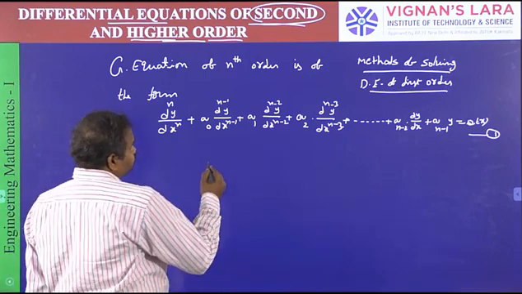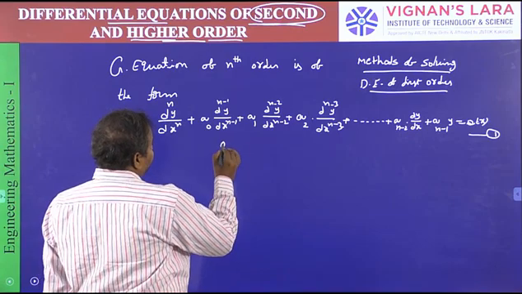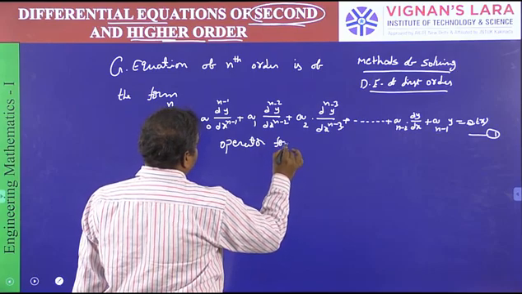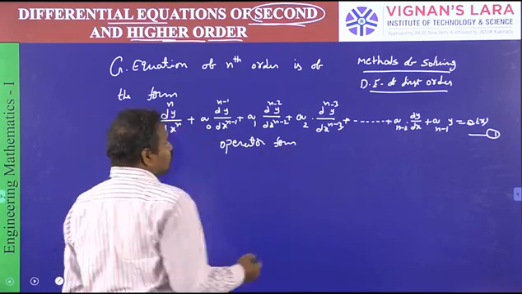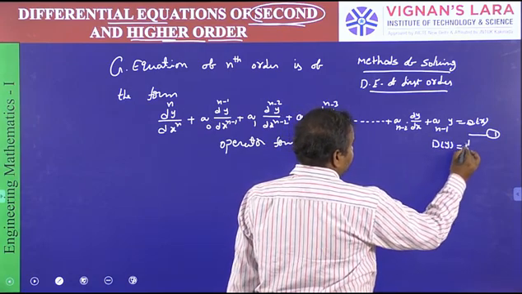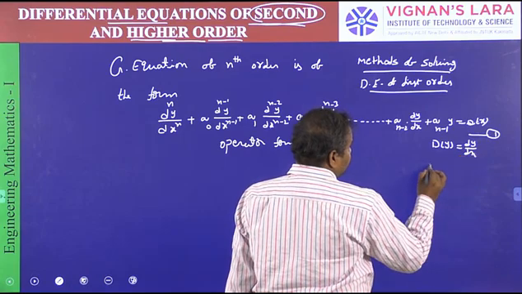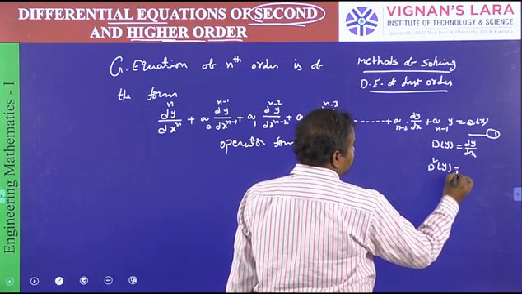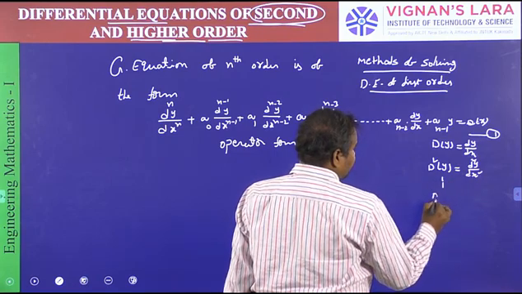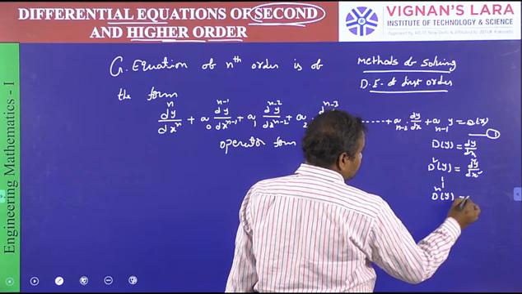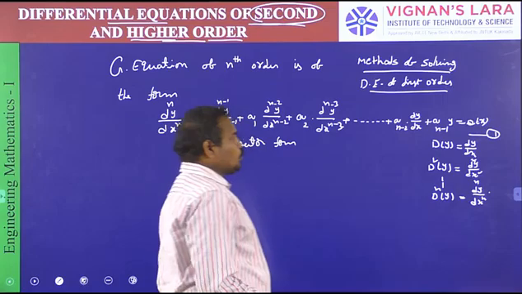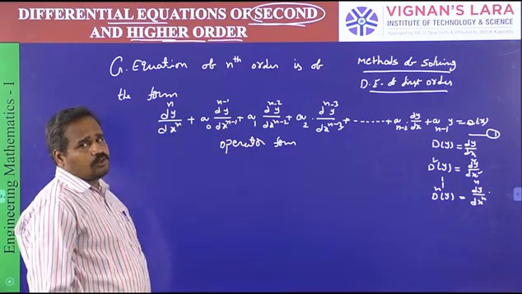So this one we will write in operator form. What is an operator here? Here the derivative is the operator. So D of y means dy by dx, D square of y means d square y by dx square, and so on. D power n of y means d^n y by dx^n. Like this we are replacing everything with respect to the operator D.